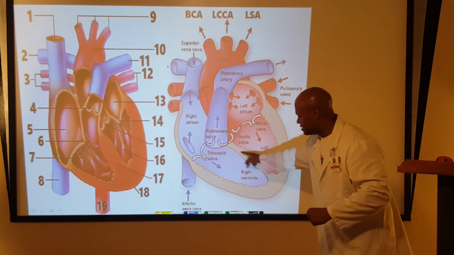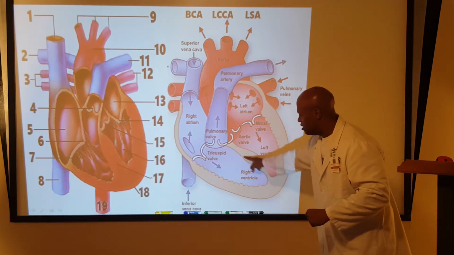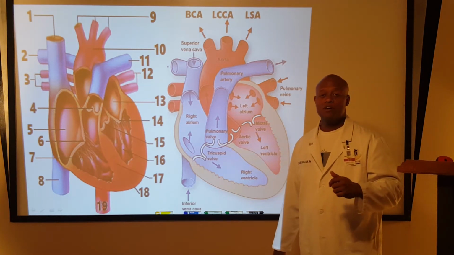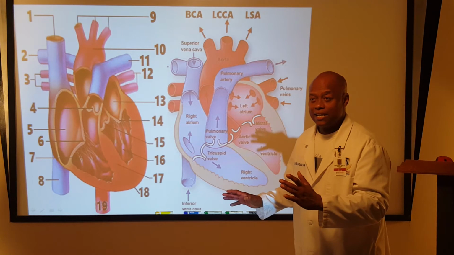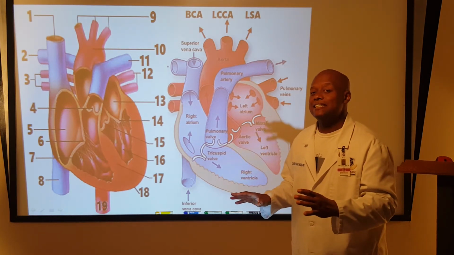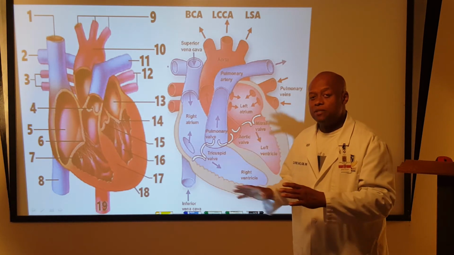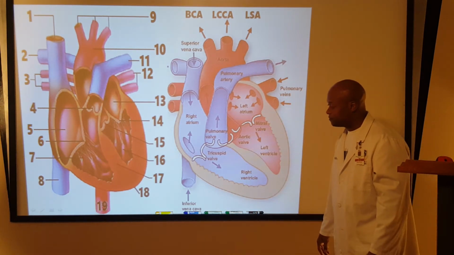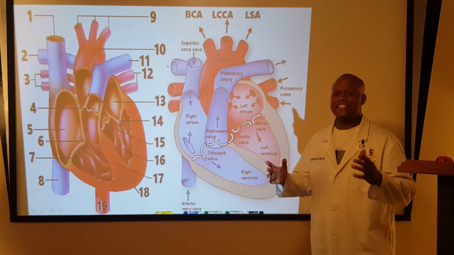17 is this little space here separating your ventricles. And that space separating your ventricles is separating. Catch that, separating. And that's called the septum. The septum separates, right, your ventricles. Good. 18, I added 18 for good measure.